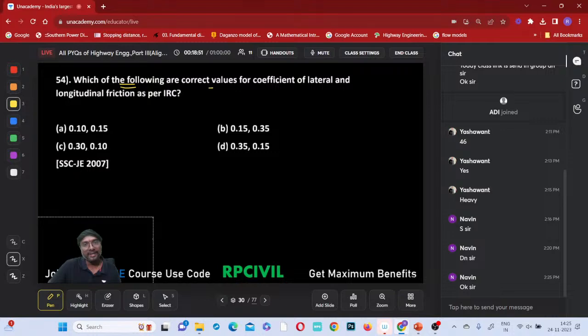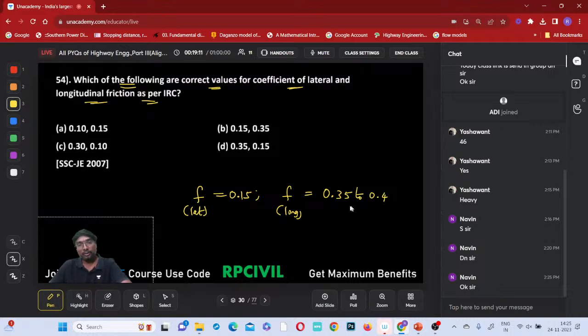Which of the following are correct values for the coefficient of lateral friction and longitudinal friction? What is the coefficient of lateral friction? The coefficient of lateral friction is equal to 0.15. And what is the coefficient of longitudinal friction? That will vary from 0.35 to 0.4. So 0.35, the least value, is for which one?